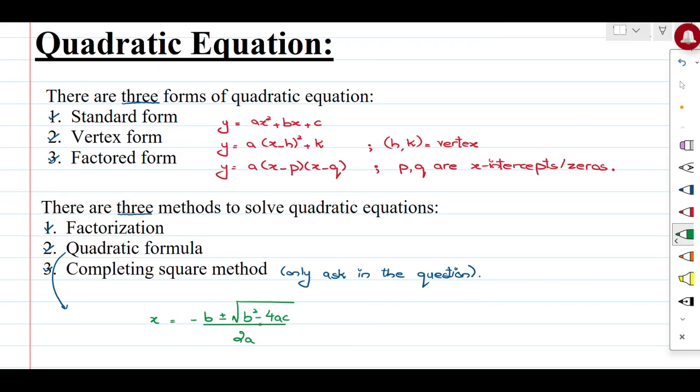So in this video, I'm just giving you the overview of the three forms of the quadratic equation and the three methods of solving. In the next video, I will make a separate video on solving a quadratic equation by the method of factorization, by the quadratic formula, and by the completing square method, right? So this is just the overview about the forms and the methods of quadratic equation. I hope you understand the three basic forms of the quadratic equation and the three methods we can apply to solve the quadratic equation, and what their names are, right?